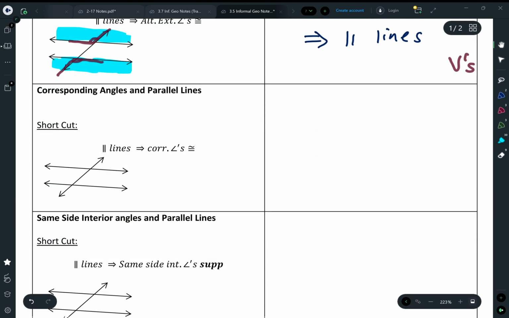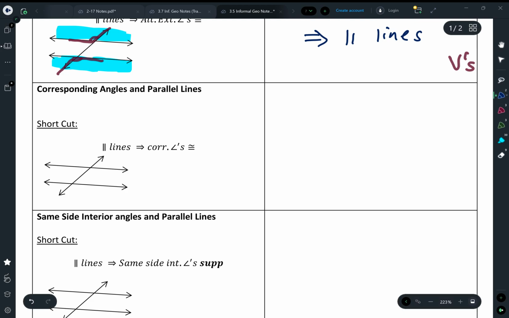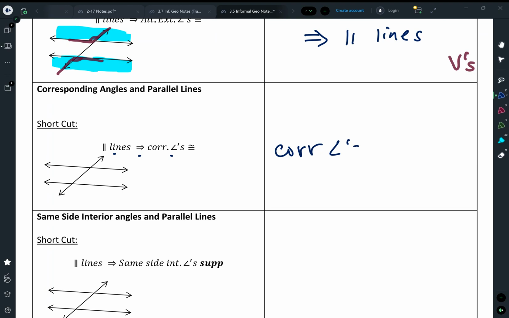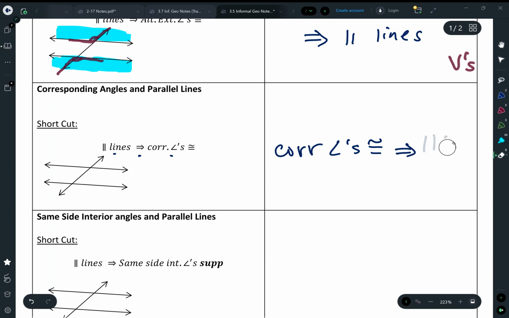Next one is corresponding angles. Same kind of thing here. It says if we have parallel lines, then it implies that our corresponding angles are congruent. Now we're working backwards. We're finding the converse of that. The converse would be that the corresponding angles are congruent, and this would imply that we have parallel lines. And I did not make enough L's for the parallel and the word lines. Let's fix that.